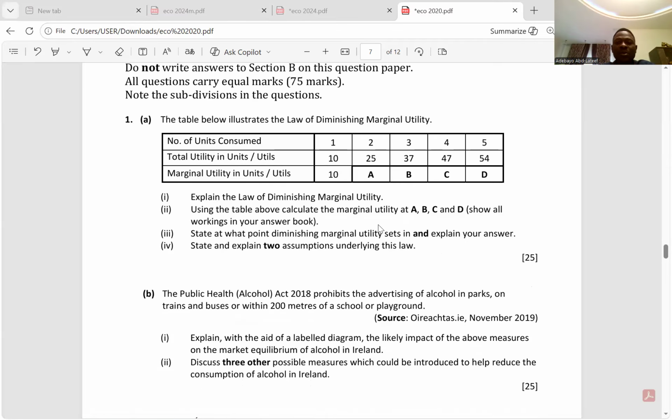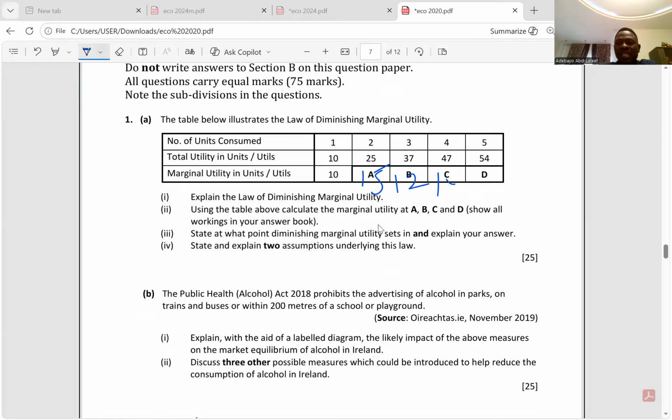Now, they said we should use a table to calculate marginal utility at A, B, C, and D. So to calculate marginal utility, it is TU2 minus TU1. Are you here with me, please? If you have any question, please ask. So we have TU2 minus TU1. We have 25 minus 10, so that's 15. 35 minus 25, 12, right? Then 47 minus 37, 10. 54 minus 47, 7. So that's marginal utility.